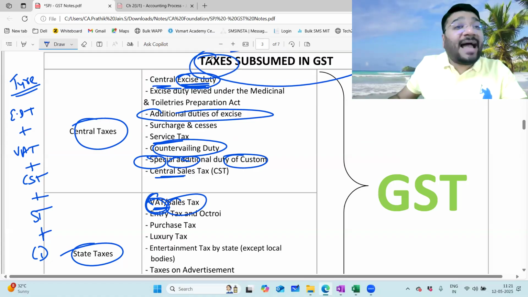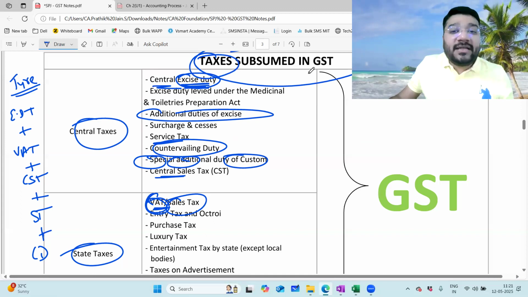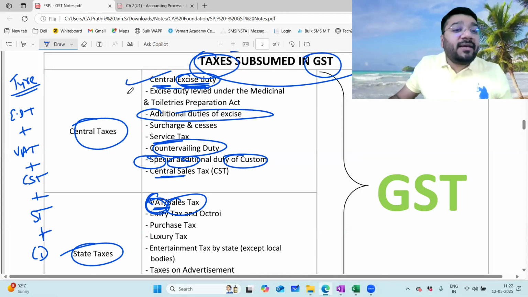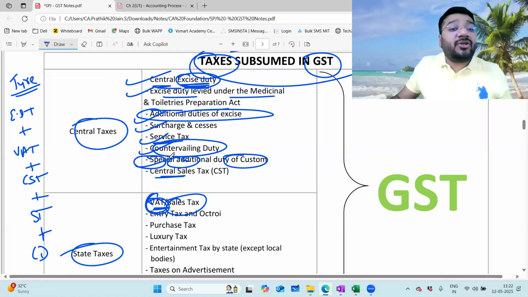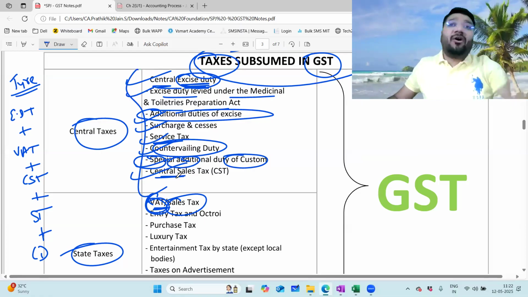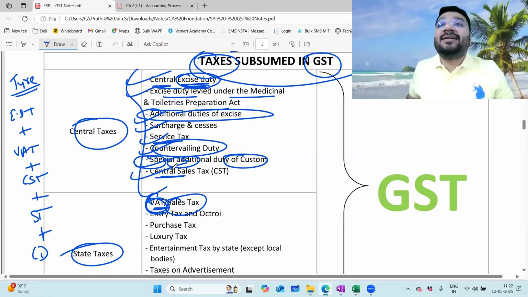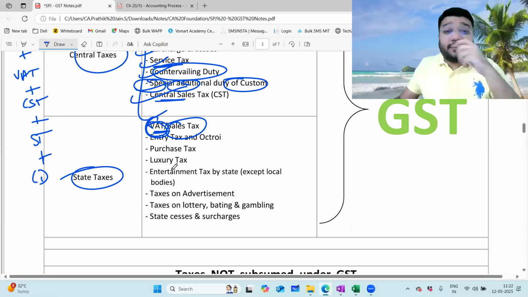So the different taxes which were subsumed means what? It got embedded in the GST: central excise duty levied on the Medicinal Toiletry Preparation Act, additional duty of excise, surcharge, service tax, countervailing duty, special additional duty of customs, CST. All this is central government levy tax. These taxes were levied by whom? Central government. So all these came under where? GST.